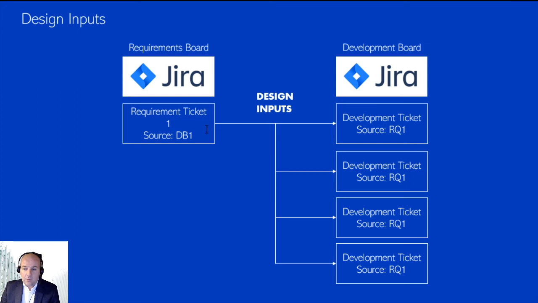But what's really important here is that we do the traceability. When we create a development ticket, we put the source there. We know it comes from requirement ticket 1, and from requirement ticket 1, we know it comes from, for example, design brief 1. And that's really important. You get that traceability of requirements all the way through your development process.